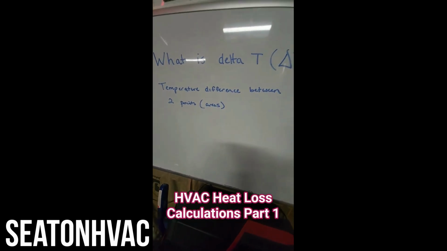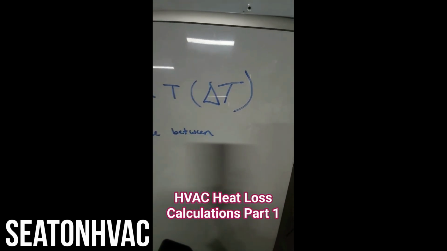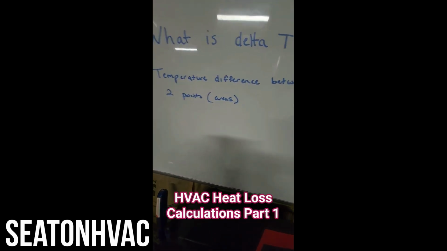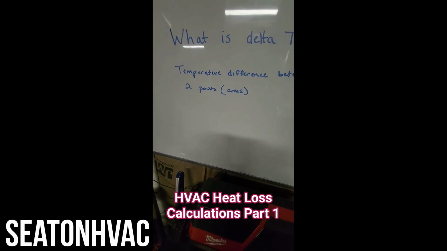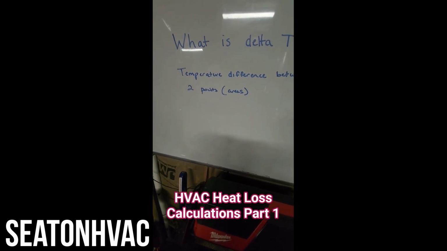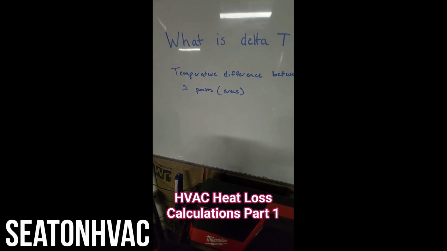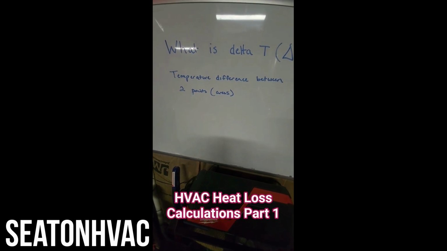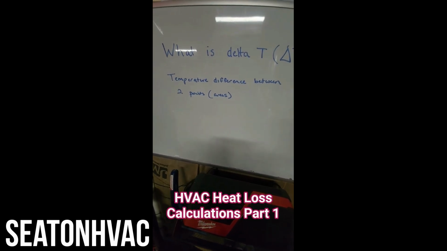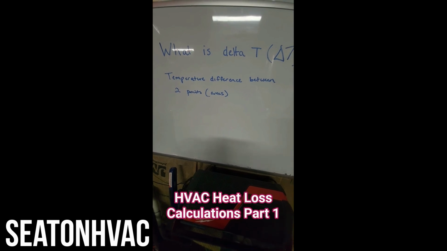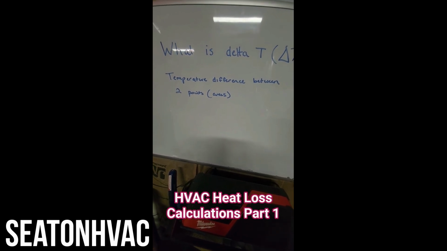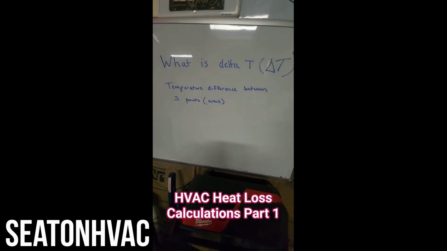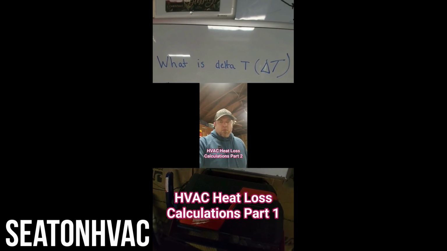But what is delta T? And there's the universal symbol for a delta T. It is the temperature difference between any 2 points or areas. Difference between temperature on a return and supply, difference between the inside of a structure and the outside of a structure, difference between the inside of your body and the outside of your body. So a delta T is basically any temperature difference between 2 points. So you need to know what that is. That's a very important part of starting out your heat loss gain analysis in HVAC.